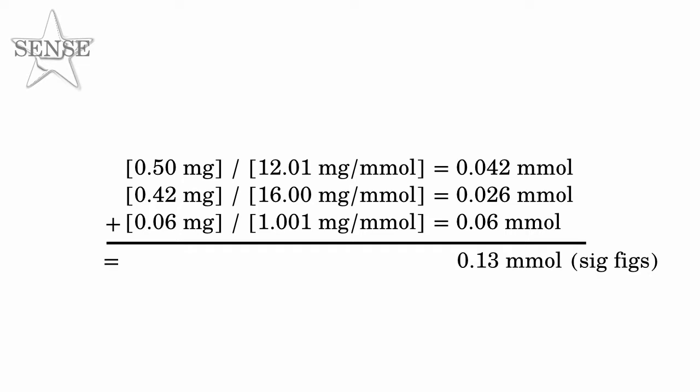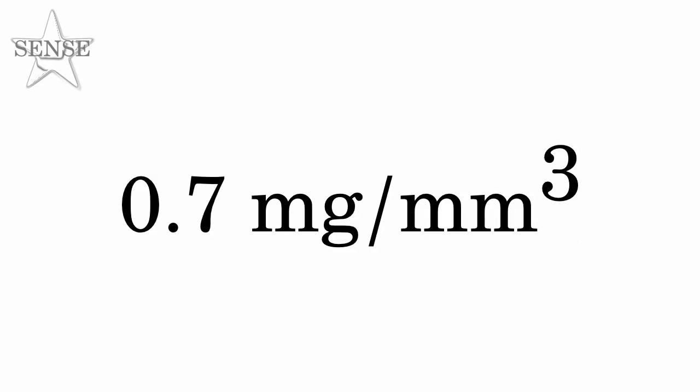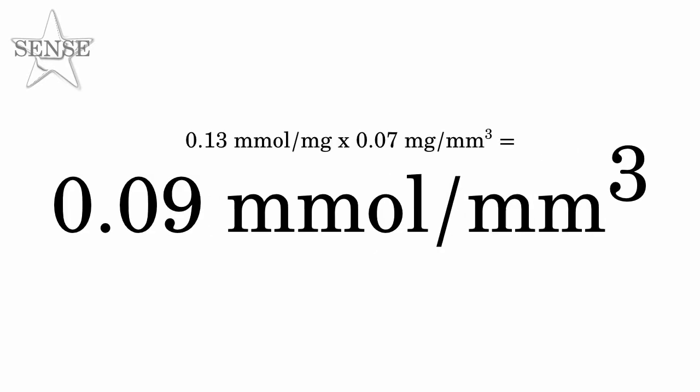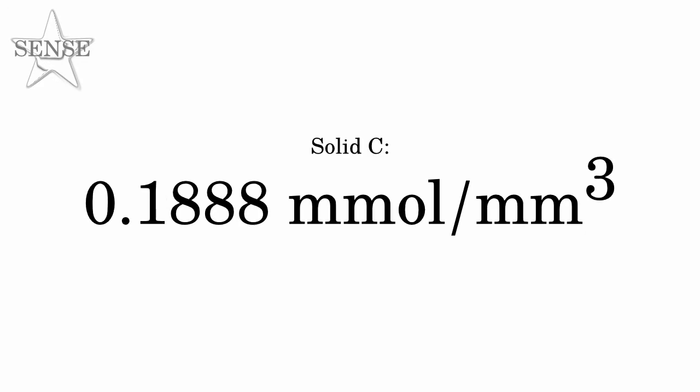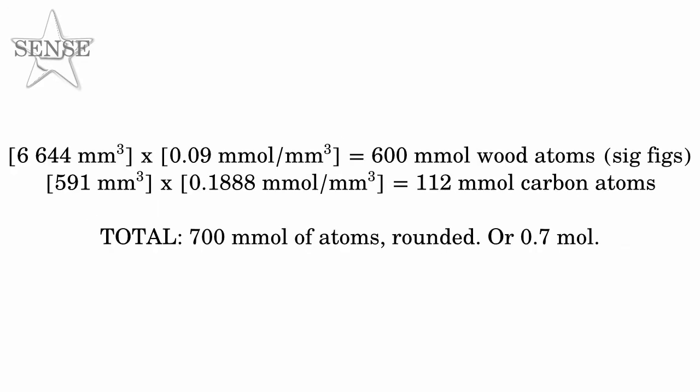The density of the wood is not certain, however, which we need to get the molar density of atoms, not molecules. Looking, however, at a wood density table and using the made in China, this author guesses the density is 0.7 milligrams per cubic millimeter. Thus there is 0.09 millimoles in 1 cubic millimeter. This is the molar density. For solid carbon, a similar calculation yields 0.1888 millimoles of atoms per cubic millimeter. Note that we lost a lot of precision. The least precise figure was the density of the wood.